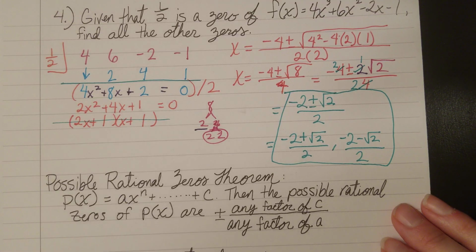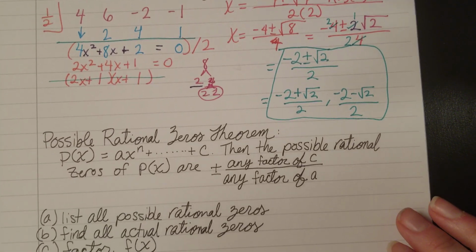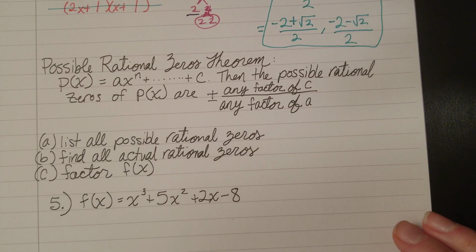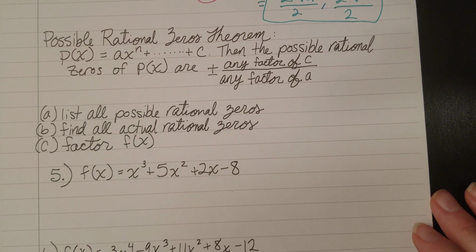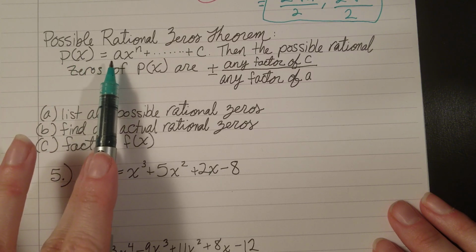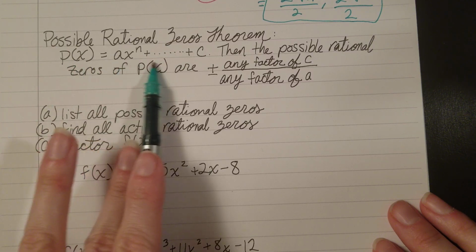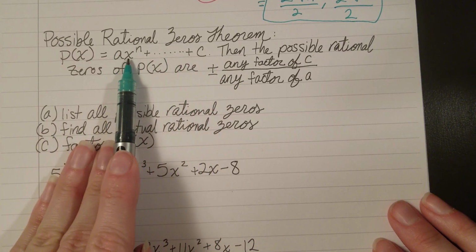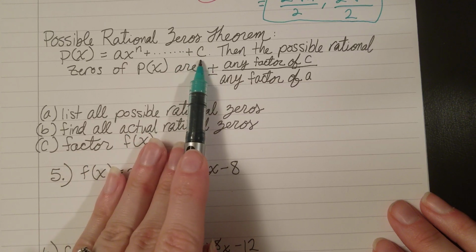Alrighty. Okay, getting to some good stuff here. Possible rational zeros theorem. All right, so let's say we have a polynomial. First of all, you've got these terms in order of descending powers. So this is your term with your highest power, which is your leading term. And then this is your constant term here that doesn't have any variable.